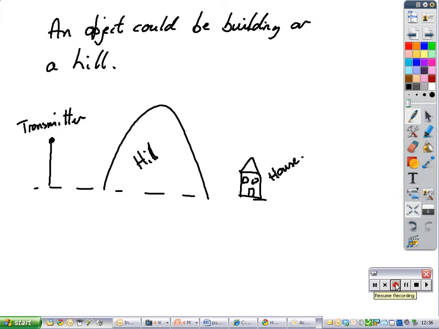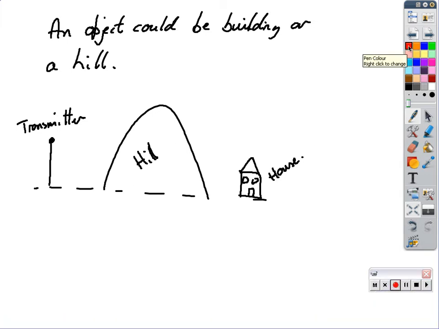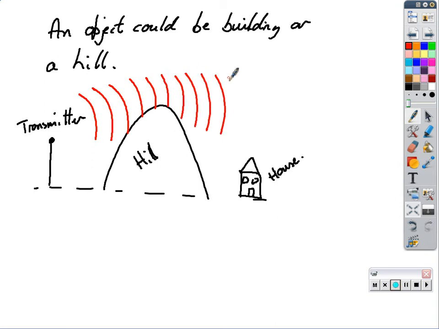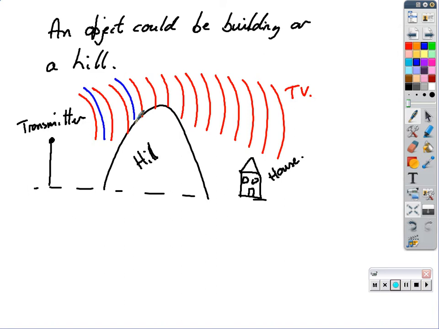So let's draw on the waves that we get. So the transmitter's transmitting waves all around. So let's say it's transmitting a wave, it hits the hill, and some of it, that says it's TV waves, they will bend down. So this is TV. TV waves do not hit the house. Radio waves have a longer wavelength, therefore they'll bend more, and they will hit the house. So that's radio.